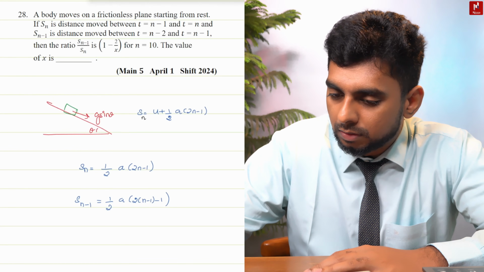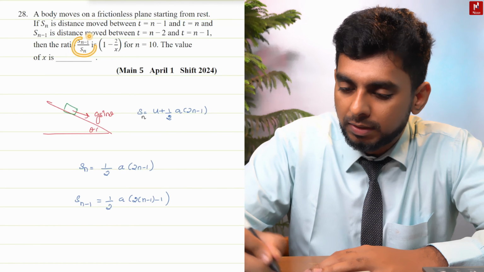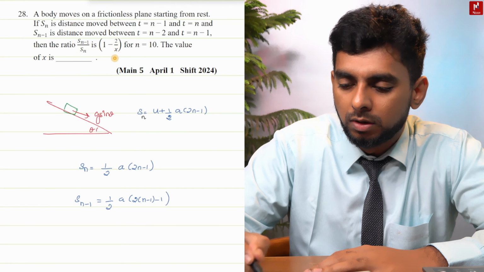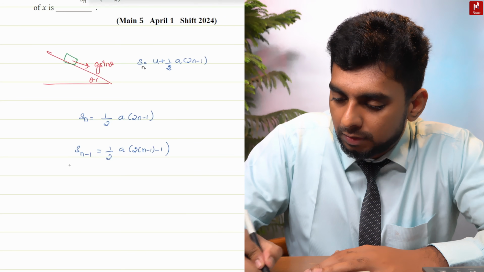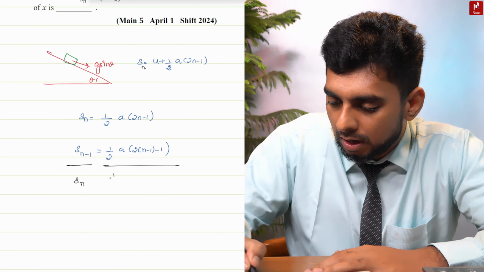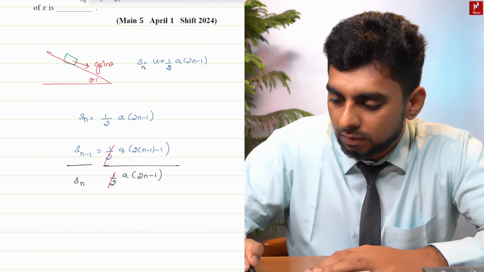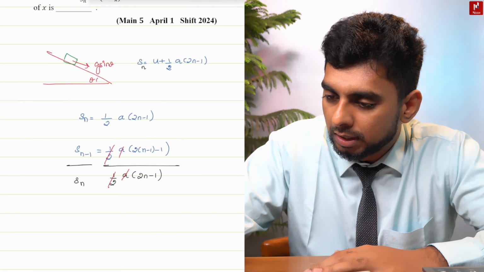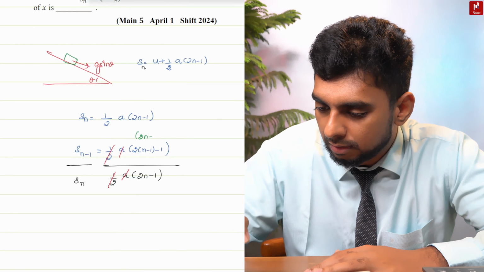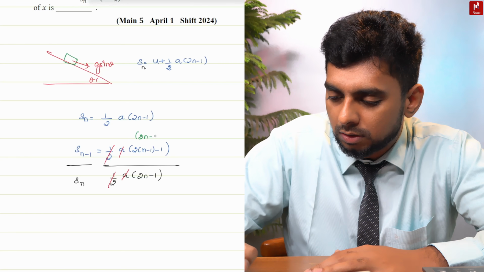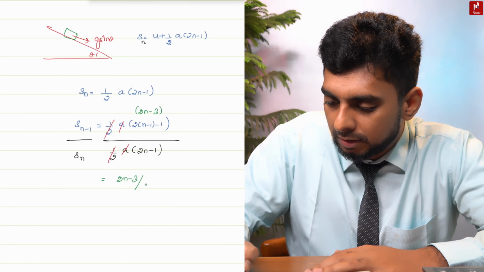Fine, got it. So what they're asking us to find is the ratio between Sn minus 1 divided by Sn, and that's going to be equal to 1 minus 2 divided by x. Let me do the solving, you'll get the answer. I'll have to divide it by Sn. Here half will get cancelled out, A will get cancelled out. Then if I do the inner multiplication over there, you would have got 2n minus 2 and then one more minus 1 to it. So that's going to be 2n minus 3, isn't it? So here this is going to be 2n minus 3 divided by 2n minus 1.